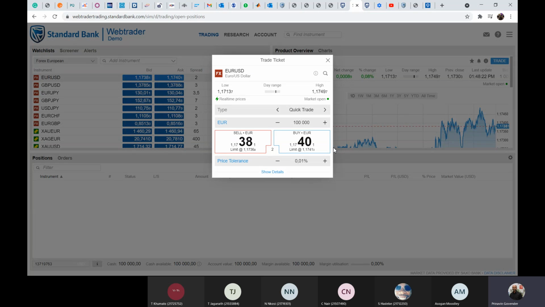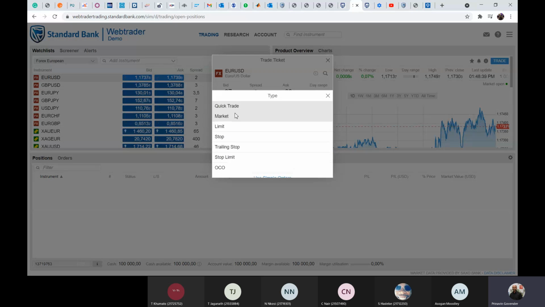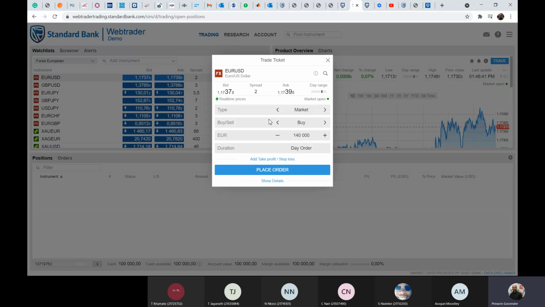So what do I want to buy? How much do I want to spend? Let me go and buy something. Quick trade, let's do a quick trade, play around with it. And I'm buying, it's selling at that point. I need to put my glasses on.